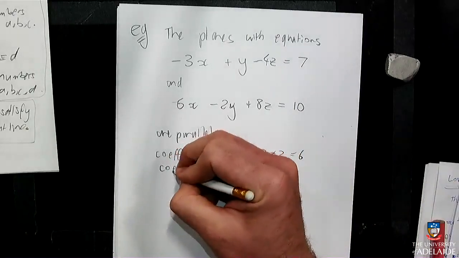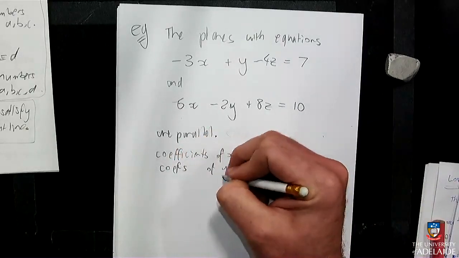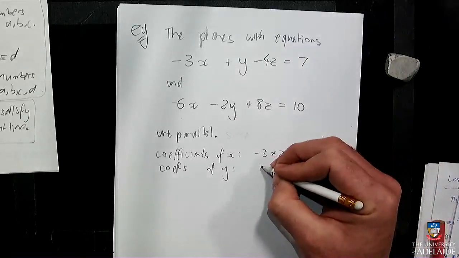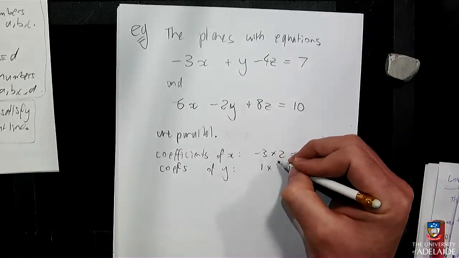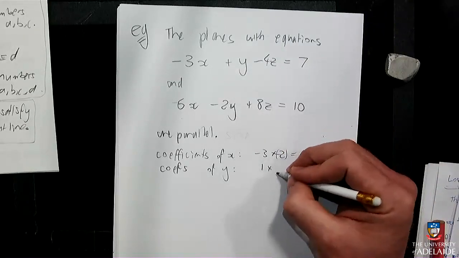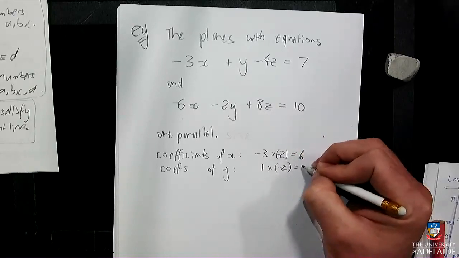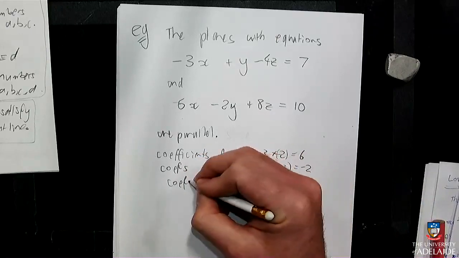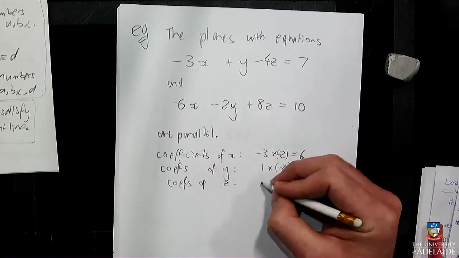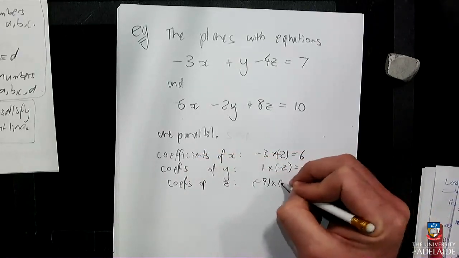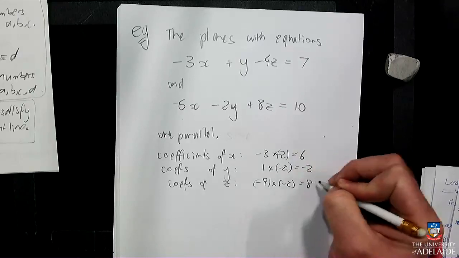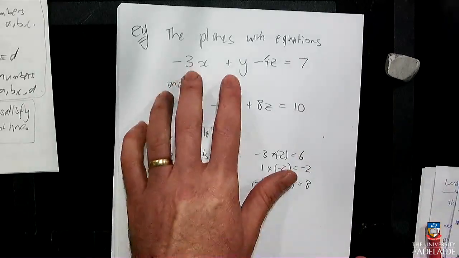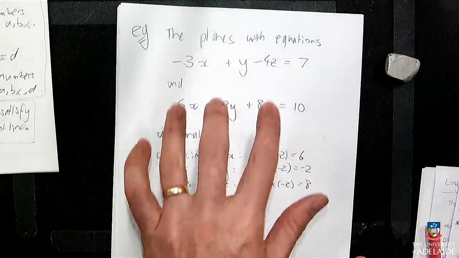And the coefficients of y are 1 times -2, which is -2. And the coefficients of z, we've got -4 times -2 equals 8. And so -2 times each of these is each of those.